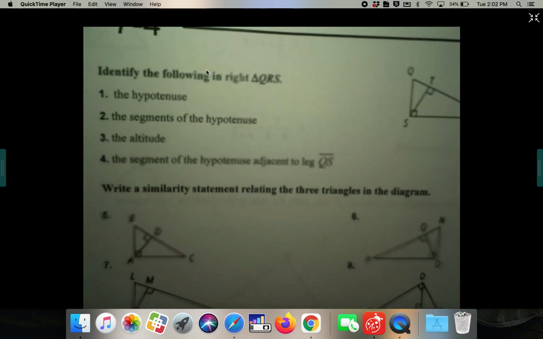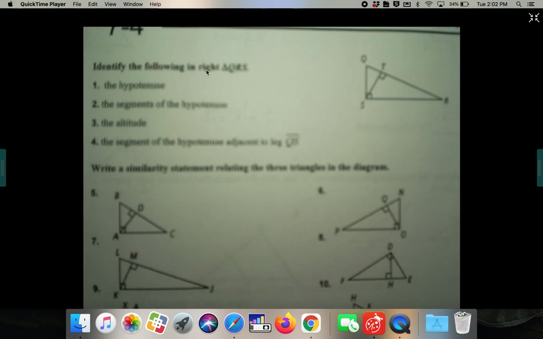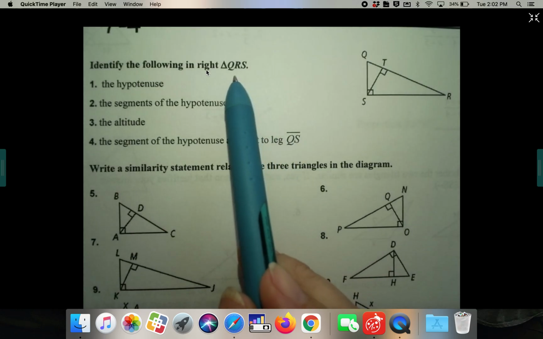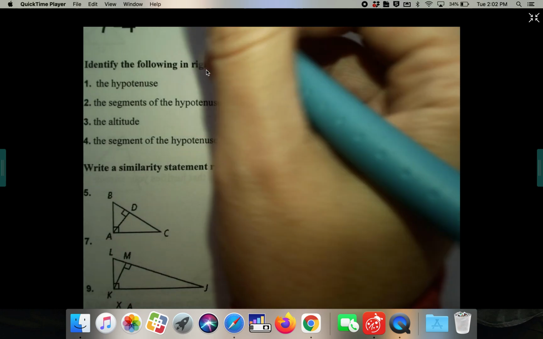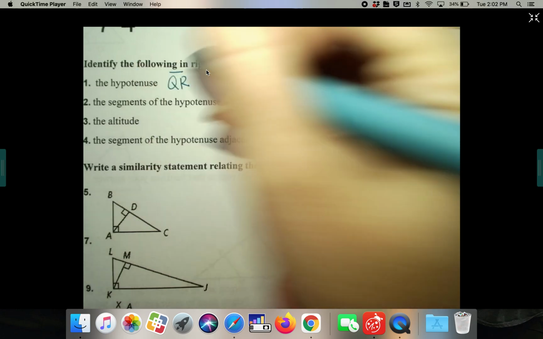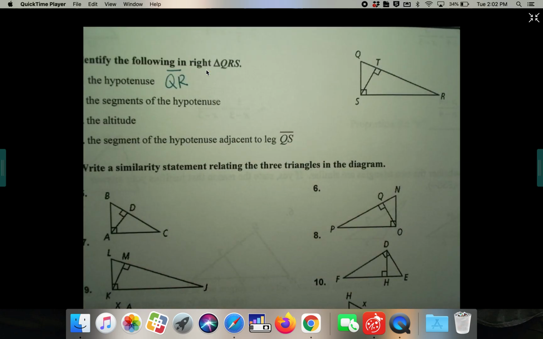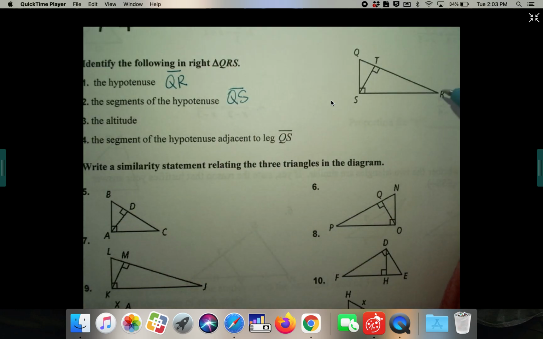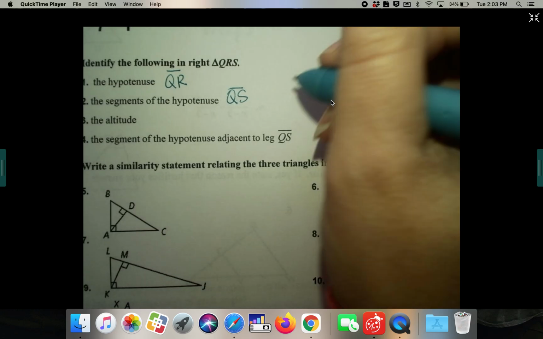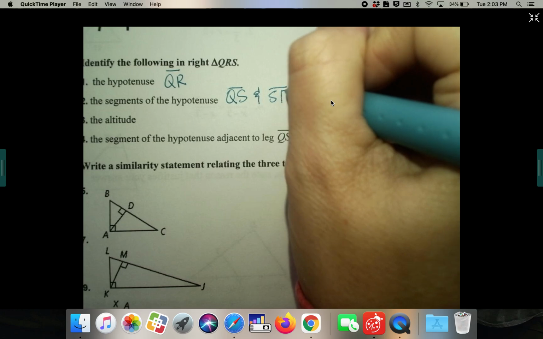So in the following triangle, let's just make sure you know the vocabulary. What would be the hypotenuse of QRS? So QRS is the big one. So the hypotenuse is Q to R. So QR. The segments of the hypotenuse, which I think they're referring to the legs, the other two legs, would be QS and SR. I hope that's what they're referring to.